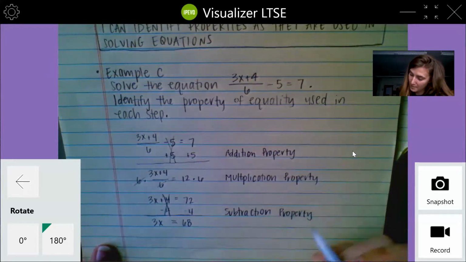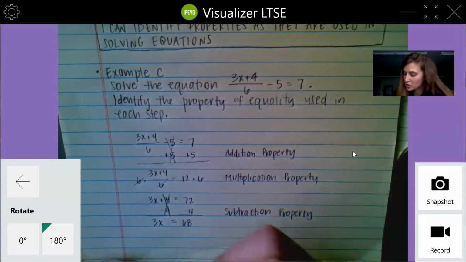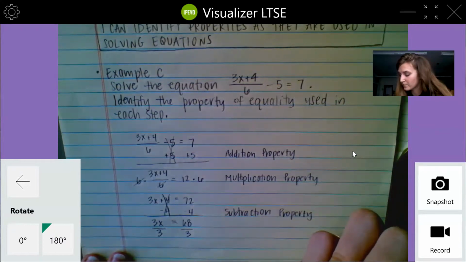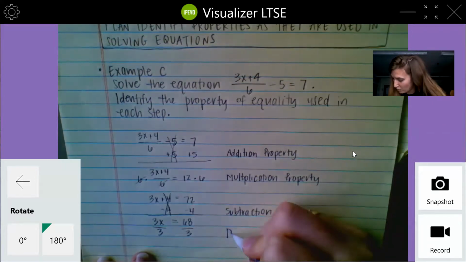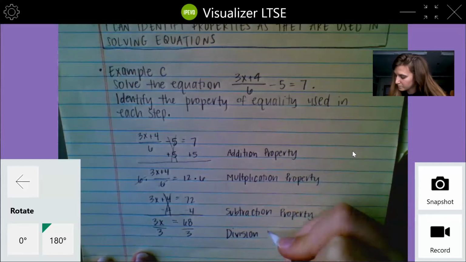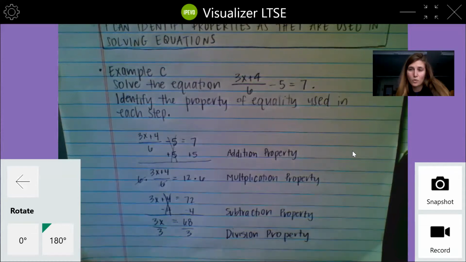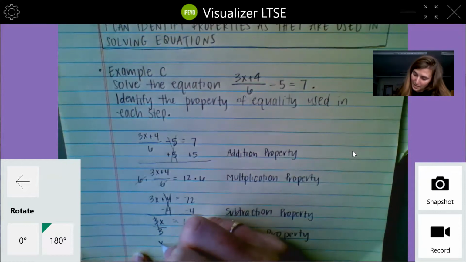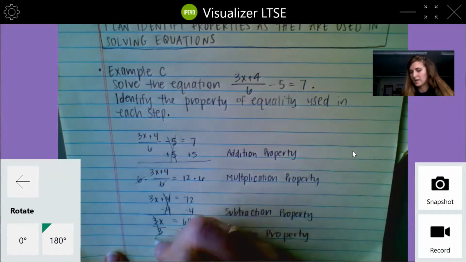And now, last step, I need to get rid of my 3. Between this 3 and the x, there's that invisible multiplication sign. In order to undo multiplication, I need to divide by 3, which means I need to divide by 3 over here. And I do that by the division property, which says that I can divide both sides by the same number and the equation remains equal. Over here, those 3's cancel out, and I'm left with just x equals 68 over 3. And that's my answer.